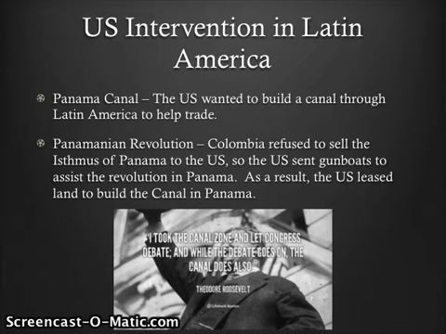We also got involved in Latin America through the Panama Canal. We'd wanted to build a canal through Latin America to help our trade for a long time, so we didn't have to go all the way around South America.